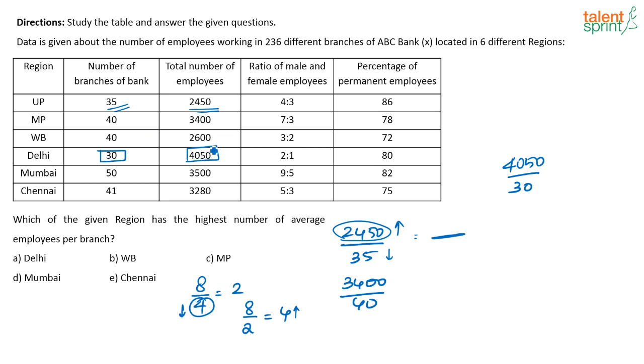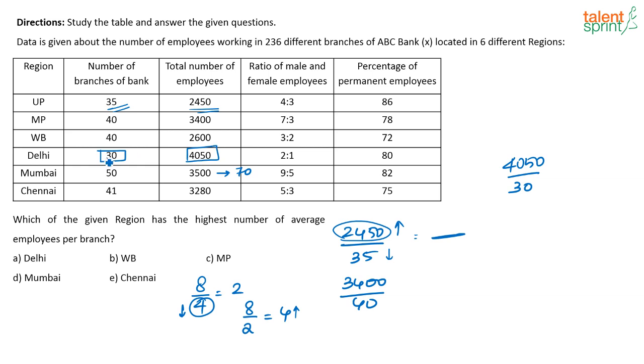Just by looking at the values that are given here, we can find this. See 3500 by 50, this will be 70, that you know. Again 3280 by 41, this will also be in the 70s or 80s. Similarly 2600 by 40, again some answer in the 60s. You know 24 by 4 is 6, so something 60 something will be the answer. 3400 by 40, answer will be 80 something. 2450 by 35, answer will be around 70. I'm not solving it here, I'm just looking at the values and finding an estimate.